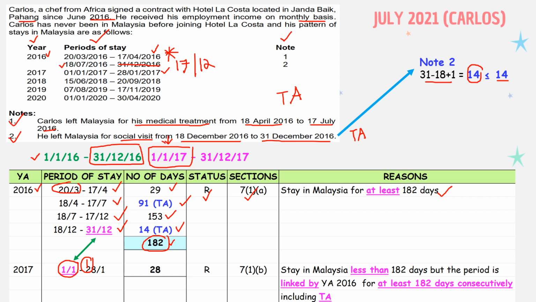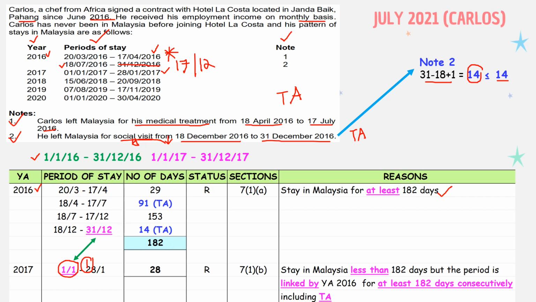Okay, now we reverse back to 2016. The first date that we see is 31st December. Do we have 31st December, guys? Yes, we do. However, 31st December is TA. We are doing B, so we can use TA. But before that, you need to check. Before and after TA, Carlos must be in Malaysia. TA starts 18 December. So before 18, 17, okay, present in Malaysia. Last TA, 31st December. So after 31st December, 1st January 17, okay, present in Malaysia. So now we can use this TA.